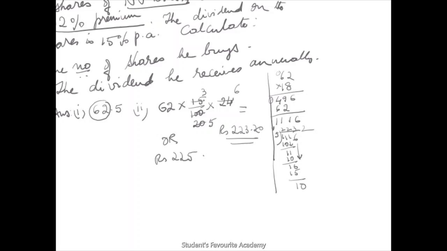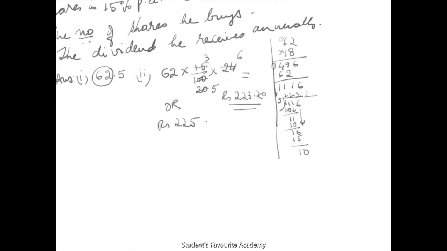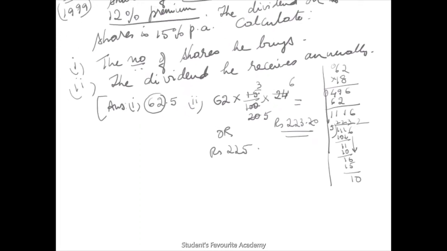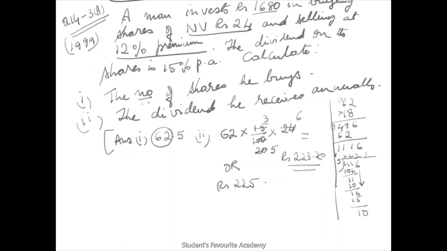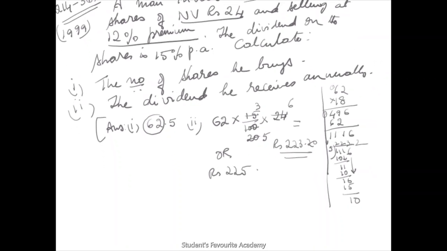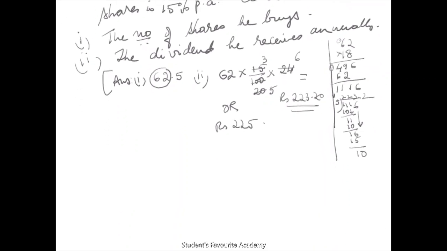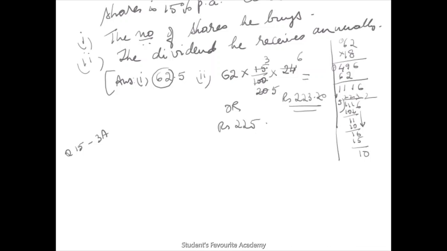Now the next question I will be doing is another board question, an important type of question. That is your 15th question. Question number 15 from the same exercise 3A, and it is a board question. It came in the year 1990.